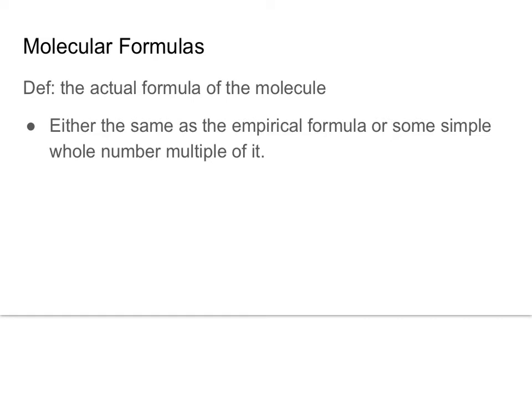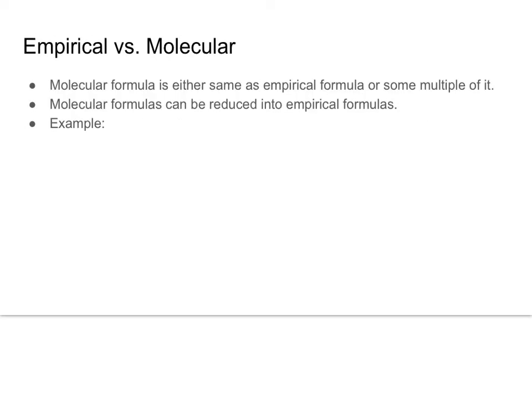The molecular formula can be the same as an empirical formula if we're talking about an ionic compound, or it's going to be some multiple of the empirical formula, which is going to be a molecular compound. So molecular formulas, again, can be the same as an empirical formula or some simple whole number multiple of it. If we think back to our empirical formulas, remember empirical formulas are the lowest ratio, whereas the molecular formulas are going to tell us the actual number of atoms present.